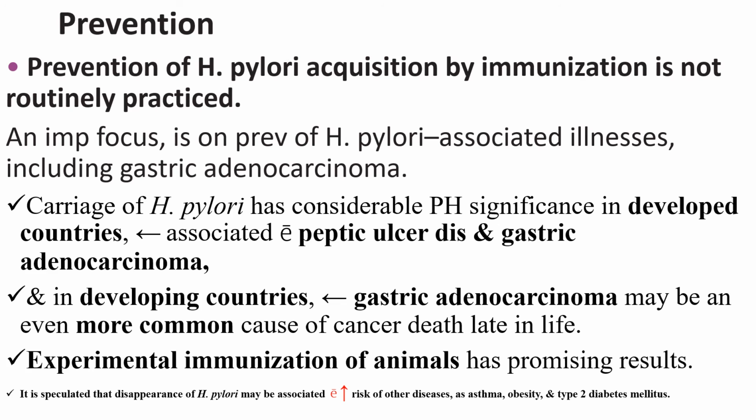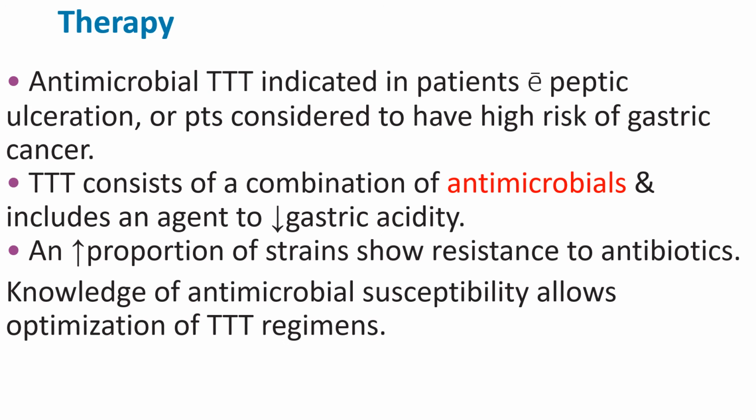Experimental immunization of animals has promising results. It is speculated that disappearance of H. pylori may be associated with increased risk of other diseases such as asthma, obesity, and type 2 diabetes mellitus.